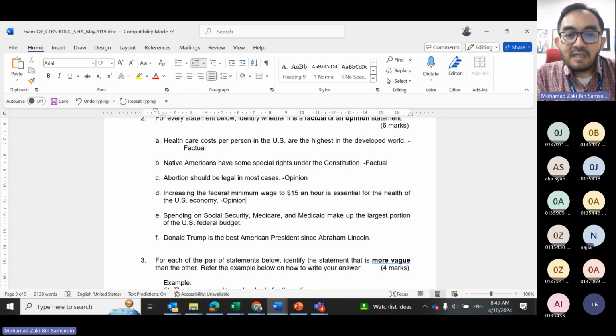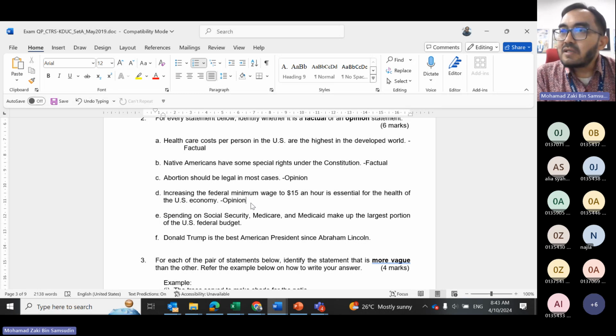Tapi bila kita kata increasing this is essential, itu dah jadi argument sebenarnya, sebab kita berhujah bahawa ini perkara penting, mesti kita buat. So essential, itu bukan fakta, itu opinion. Sama juga kadang-kadang dalam masyarakat, bila kita dengar orang cakap, dia menggunakan nombor, dia menggunakan fakta dalam hujah dia, tapi hujah itu berbentuk pendapat.